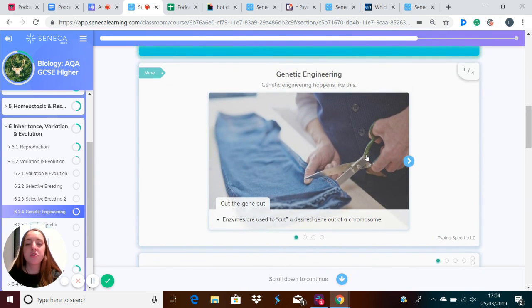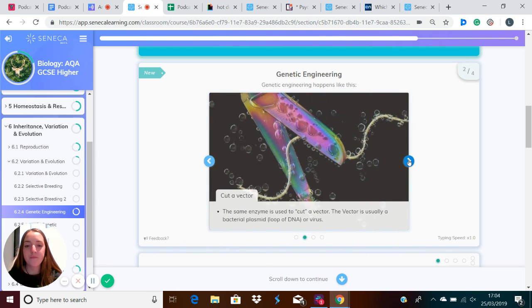So how do we genetically engineer something? These are the steps. First, we cut the gene out. Enzymes are used to cut a desired gene out of a chromosome. This same enzyme is then used to cut a vector, and this vector is usually a bacterial plasmid, which is a loop of DNA, or a virus, and a vector is used to transfer the genes.